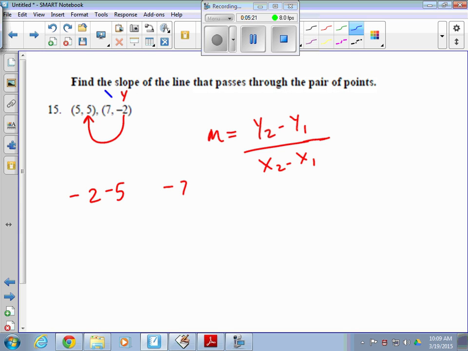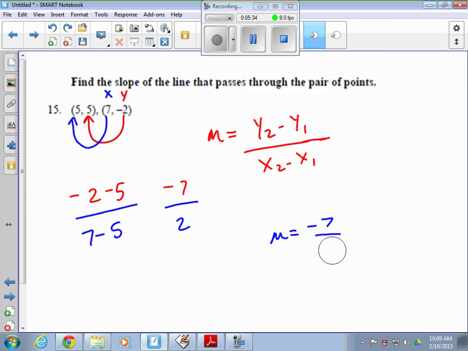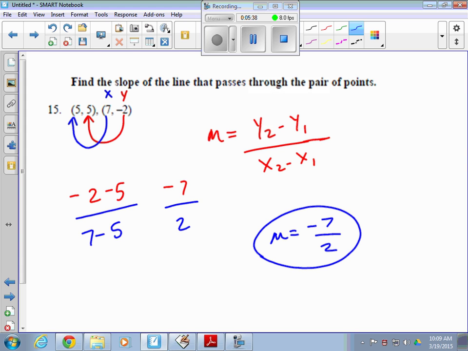And I do the same thing with my x's. 7, and I subtract 5 from it. 7 minus 5 is 2. So my slope then is simplified. There's no numbers that go into negative 7 and 2. So the slope of those 2 points is negative 7 over 2. It's negative 7 halves.